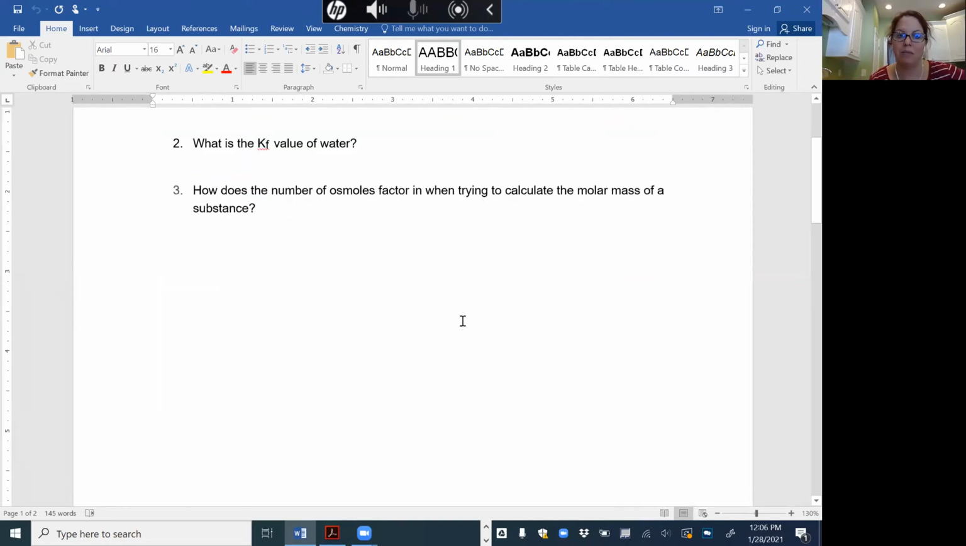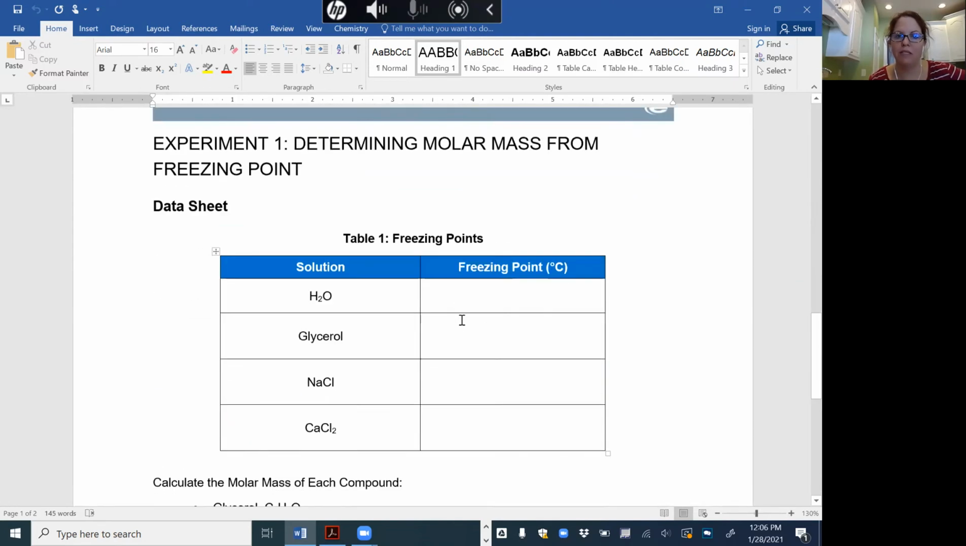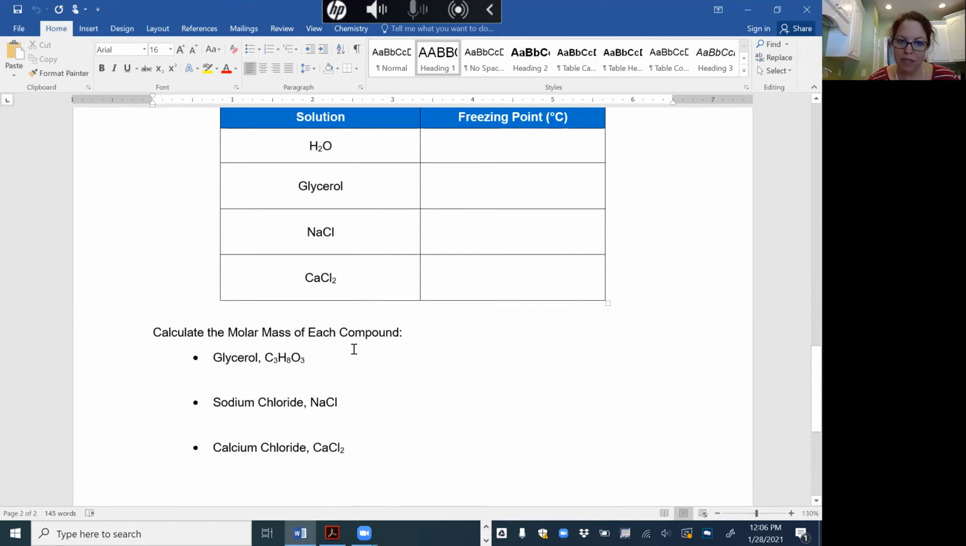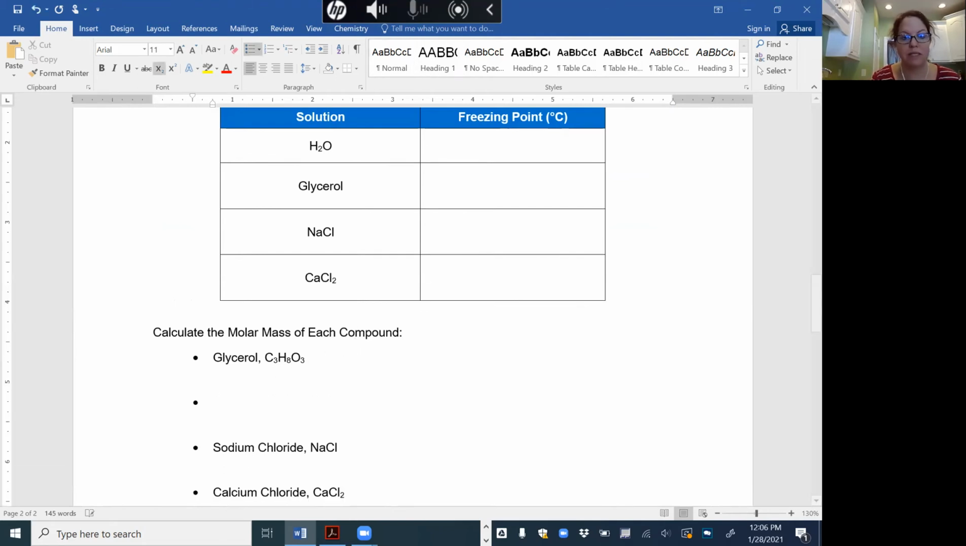Then they give you a place to record your freezing points. For all of your solutions, water is your solvent. So this first one is kind of like your control. That's telling you what the water froze at. And then we're adding these things to some water to see how much it dropped the temperature by. Now, the next portion is where we are doing some calculations.